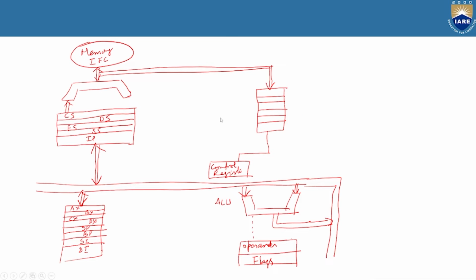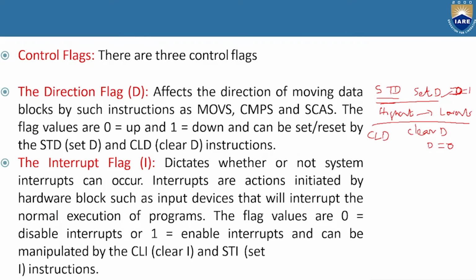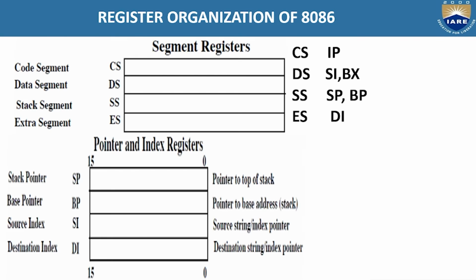So this section is called as BIU, Bus Interface Unit section, and this is EU, Execution Unit section. So this is about the architecture of 8086.